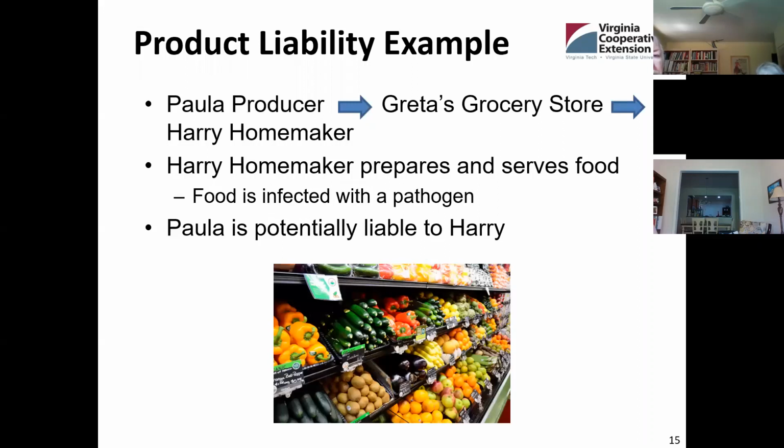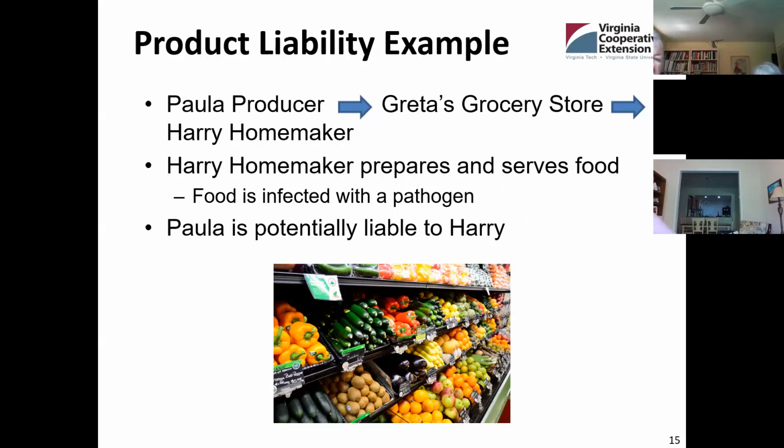All right, so let's do an example. So here we have Paula Producer, so we got pretty creative. Paula Producer sells produce to Greta's grocery store, right? So Paula is making, let's stick with tomatoes, she's producing tomatoes, she sells them to Greta's grocery store, and then obviously Greta, being a grocery store owner, is going to sell those to consumers. So she sells that to Harry, the homemaker. Harry prepares and serves the food to his family and friends.